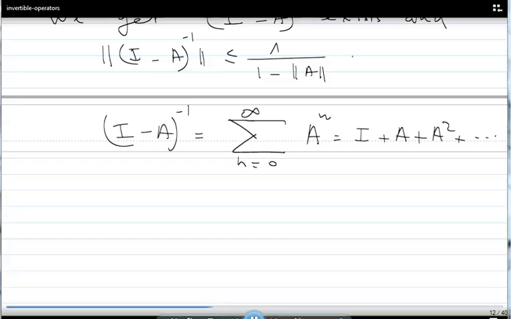Okay. As an application of this, if we take C equal I minus A, okay?